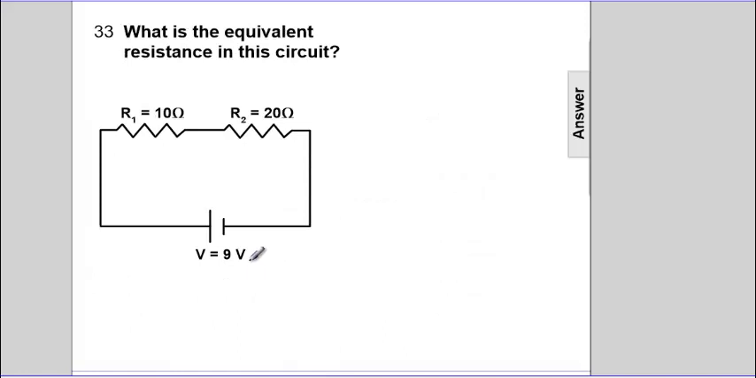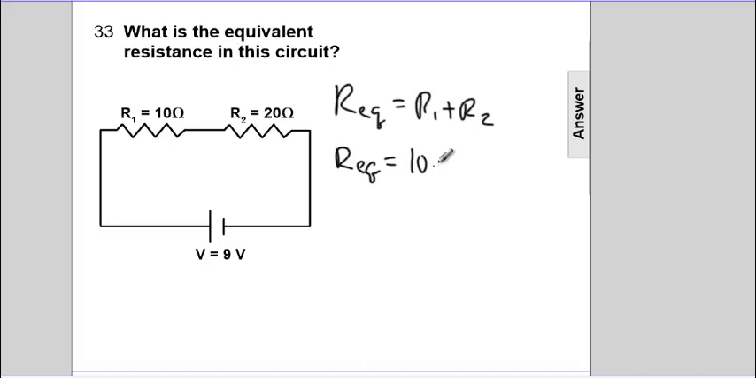So we're on to another problem. What is the equivalent resistance? I'll go fast with this one. Since this is in series, R equivalent is R1 plus R2. R equivalent is 10 ohms plus 20 ohms. R equivalent will be 30 ohms.